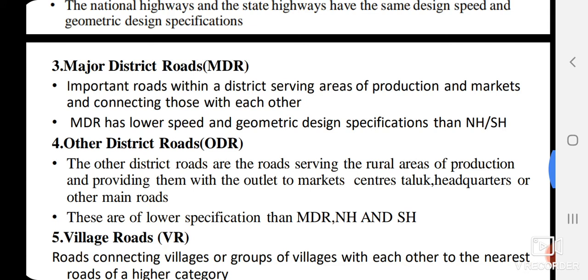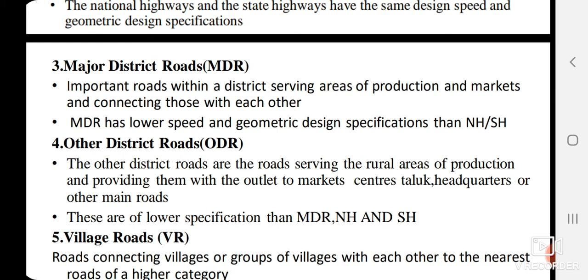Now next is major district roads. Major district roads connect districts, serving areas of production and markets. That is, they come under commercial development; the cities having commercial development will connect with each other. But compared to national highways and state highways, major district roads have lower speed and geometric design specifications.